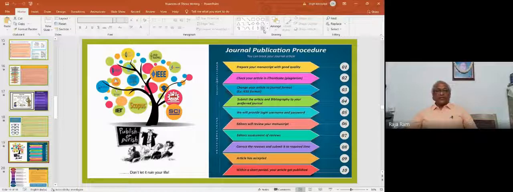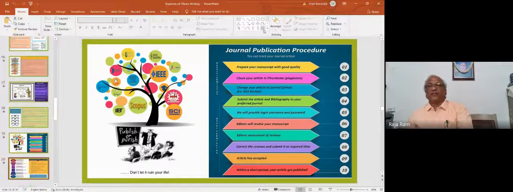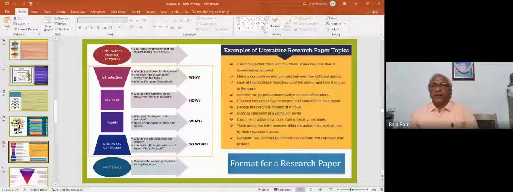Nowadays, we are moving into a domain where we have to publish or perish in India too, so we have to get the idea of how to publish. Research has an introduction that gives you the question, why; the method, how we are doing it; the results, what we are doing; and the discussion and conclusion.